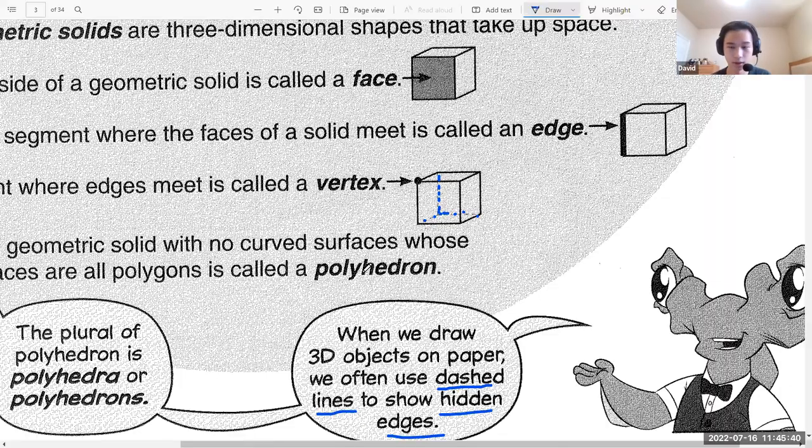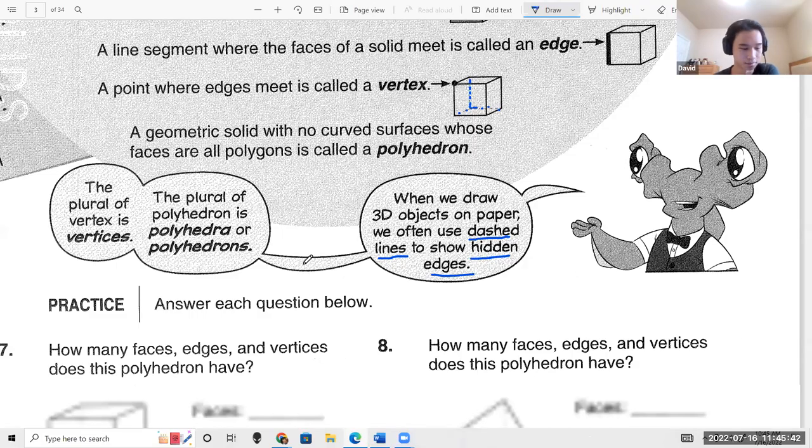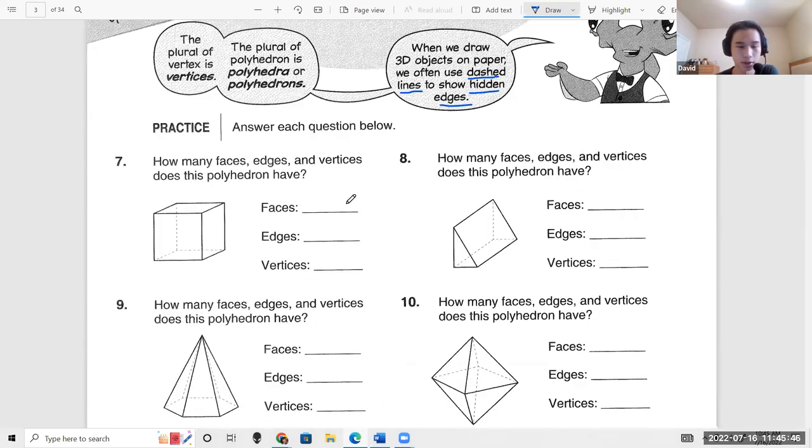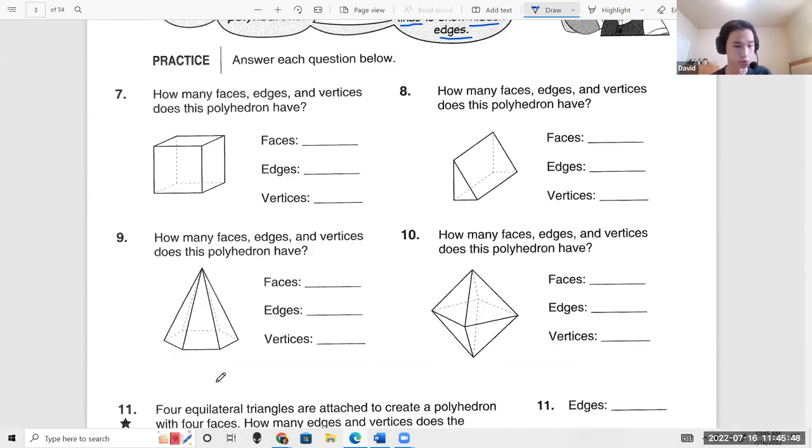Let's go. All right, let's see. Practice time, practice, practice. So looking more at some 3D shapes. Let's go on. Yes, 3D.